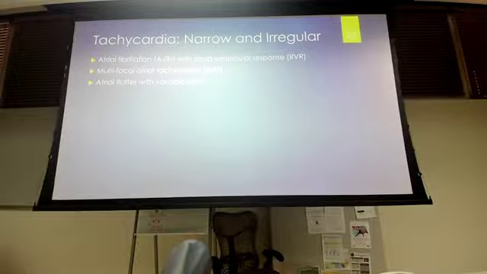All right, if it's narrow and you're looking at the R to R, it's irregular. So the rate is fast, but we have an irregular R to R: atrial fibrillation, multifocal atrial tachycardia, and a flutter with a variable block. Those are 3 things that we want to focus on.